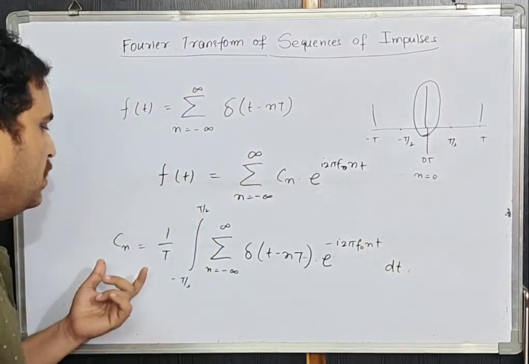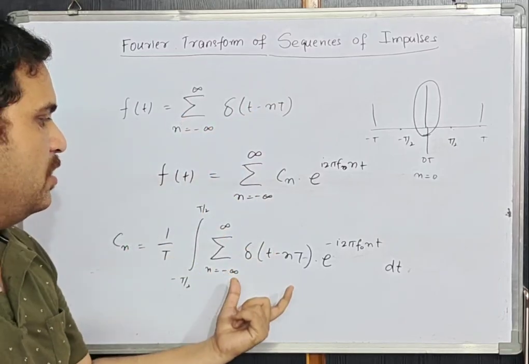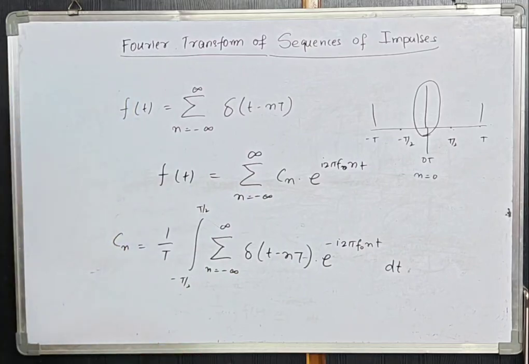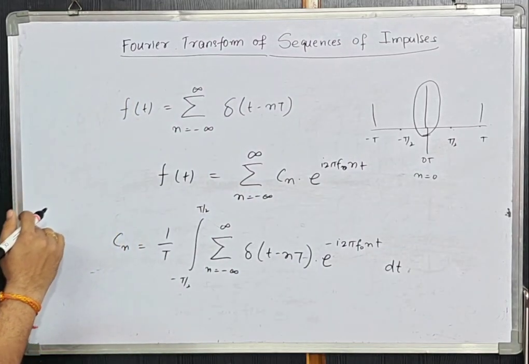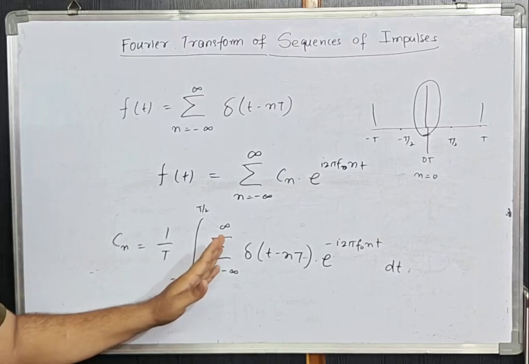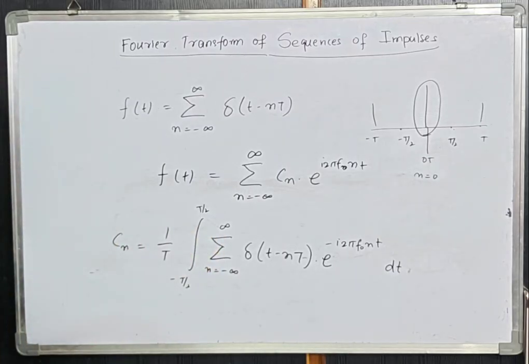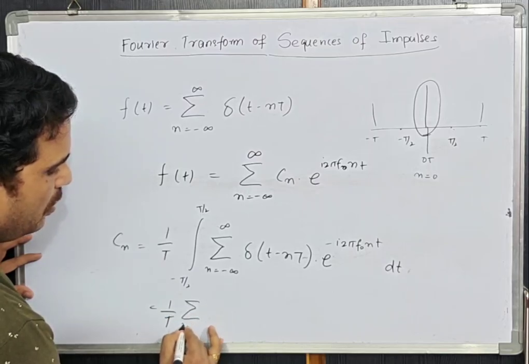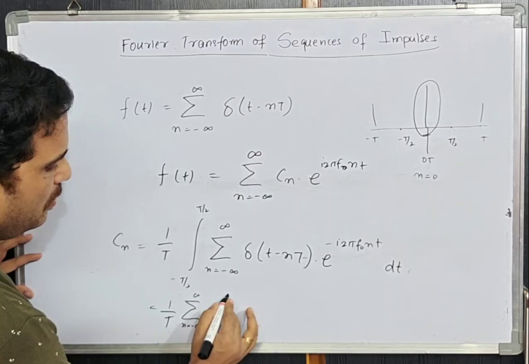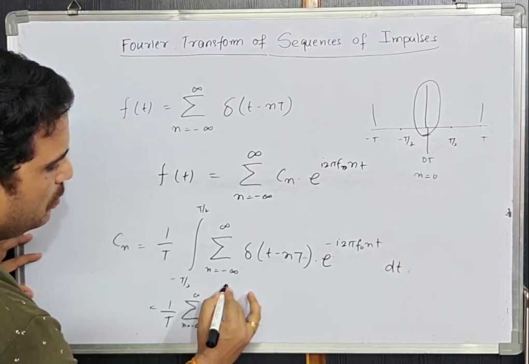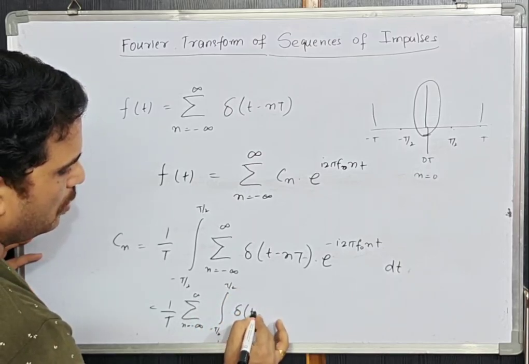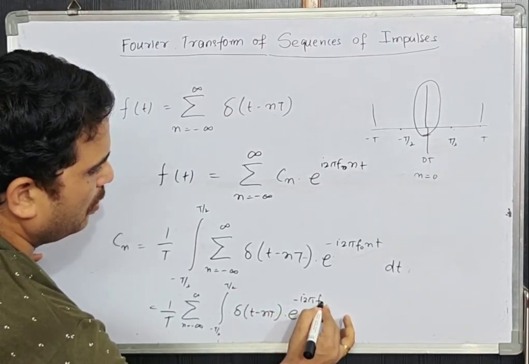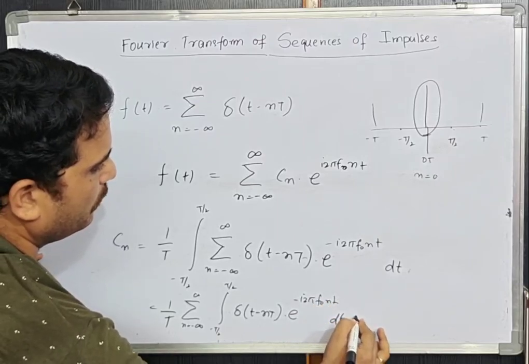So we have seen how the coefficient is found. f of t we replace with the impulse function, a sequence of impulse functions, and this is our term. Now if we see this function, we can rearrange these terms. We can write this as 1 by T summation, which I can take out, n from minus infinity to plus infinity, integral from minus T by 2 to plus T by 2 of delta of t minus nT, exponential of minus i 2 pi f naught n t dt.